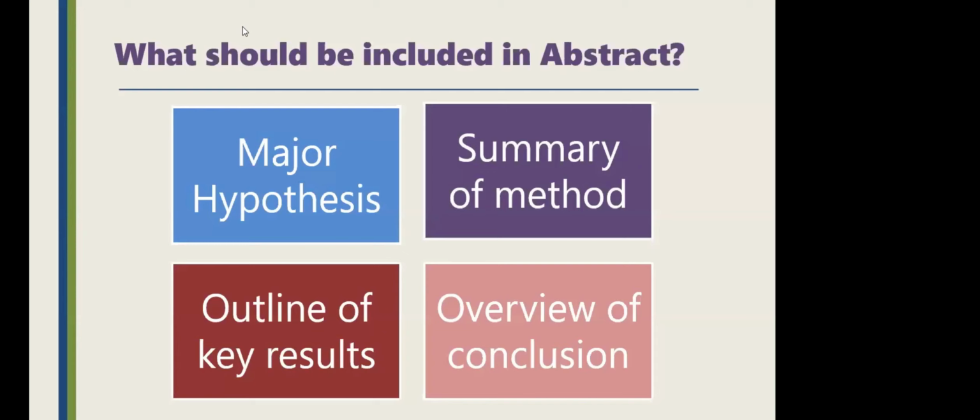Next comes the summary of the method. Here you have to briefly describe the methodology you have used for your research and the approaches used. Say, for example, a survey of 500 participants or 100 participants was conducted to gather data on, for example, consumer behavior or consumer satisfaction.